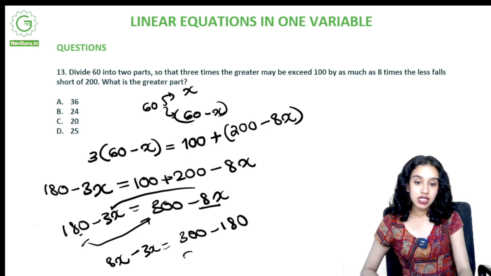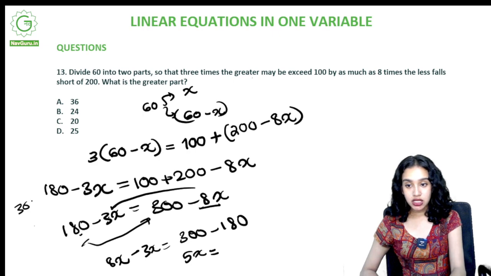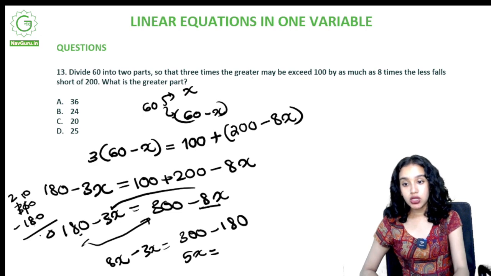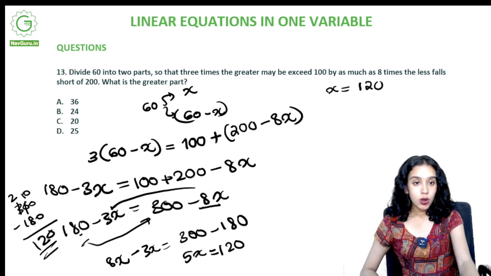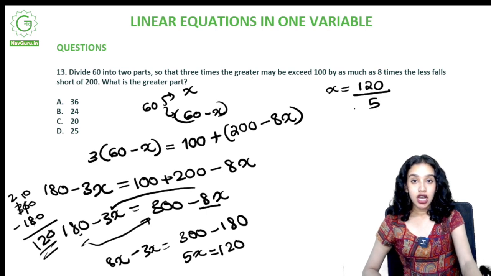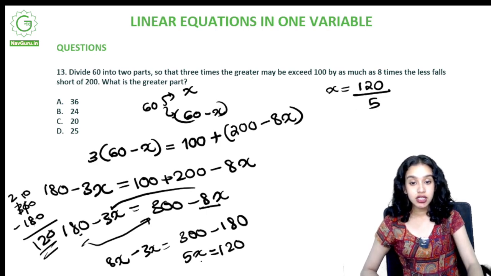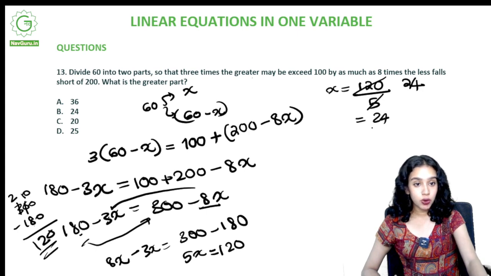So 8x minus 3x is 5x is equal to 300 minus 180. What is 300 minus 180? We have 0, this becomes 10, this becomes 2, we have 2 and 1. We have 120, right? So what is x? X is equal to 120 divided by 5. How did this happen? Because 5 is multiplied here. So we divide the number here. Now 5 and 12. We have 2 5s at 10. 20 in 24. In 20 we have 4 times of 5. So x is equal to 24.